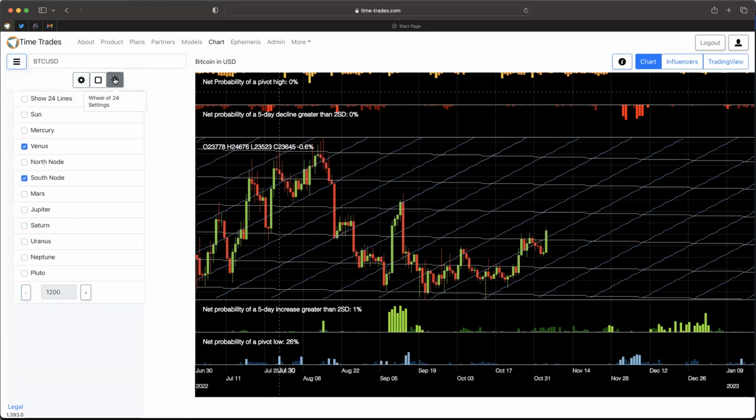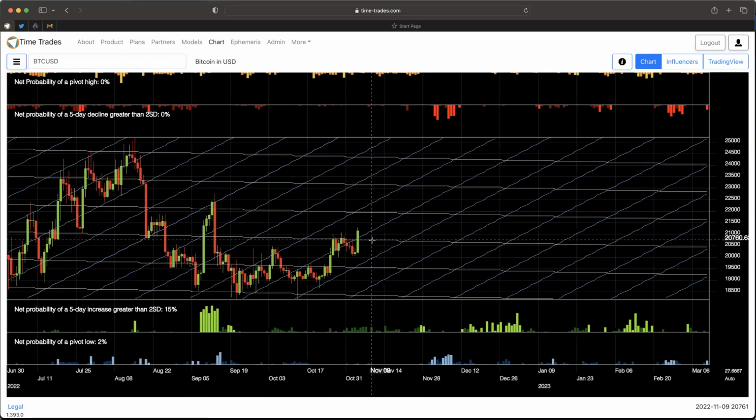If you go over here to Wheel of 12, turn on Venus and the South Node, and set the wheel size to 1200, then what you will see is the white line declining is the South Node location converted to price using the Wheel of 24. And we also have the Venus location converted to price using the Wheel of 24. And notice what happens where the lines cross.